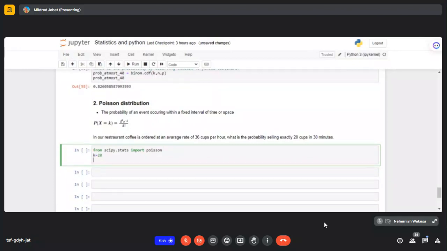For lambda, let me just write lambda, which is the rate. And here we're being told the coffee shop has an average rate of 36 cups per hour. What's the probability of selling 20 cups in 30 minutes? So who can tell us what's the lambda here? What's the rate here?